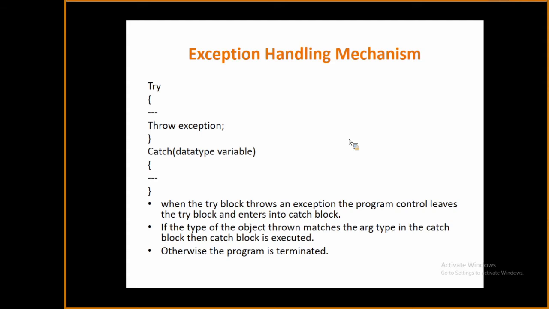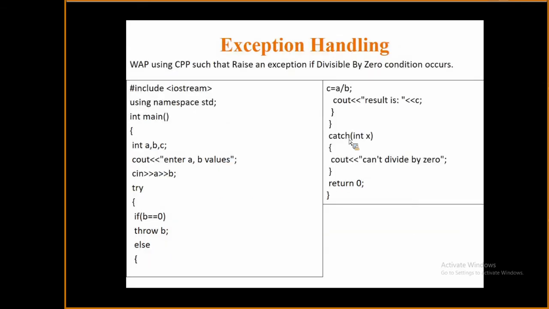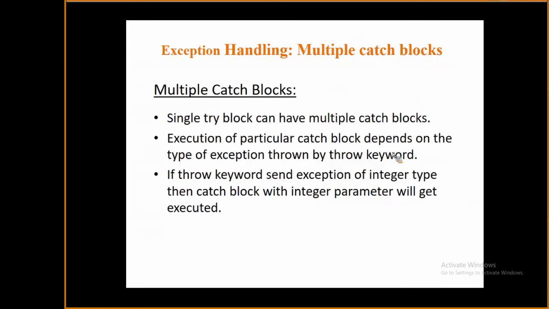Okay. We have seen all these things yesterday. We have done a program also. This program raises an exception if a divide by 0 condition occurs. So here C equals A divided by B. If the B value is 0, then an exception occurs. That exception occurs in the try block, and the exception is thrown by the throw keyword, and it is handled by the catch block. So this one also we have seen yesterday.